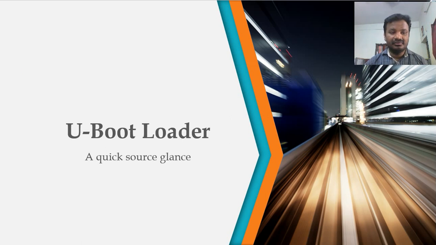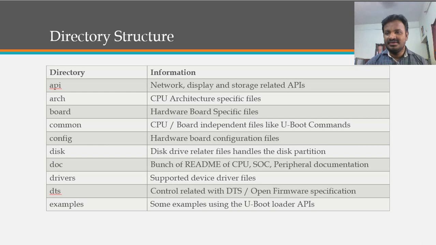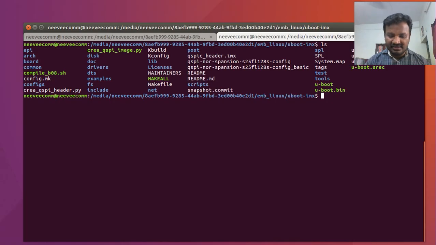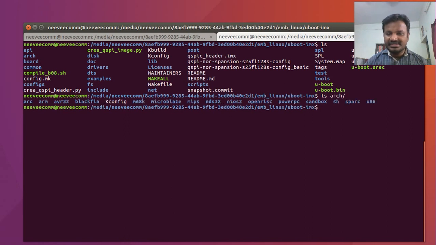Here we have different directories, API and then arch. API is the one which contains small APIs of network, display and storage related APIs basically, and arch is the one which contains CPU architecture specific files. Basically here we can see almost around 10 architectures it supports, something like ARM, AVR32, Blackfin, M68000, MicroBlaze, MIPS, and then we have NDS32, NIOS2, OpenRISC, and we have PowerPC, Sandbox, SPARC and x86.